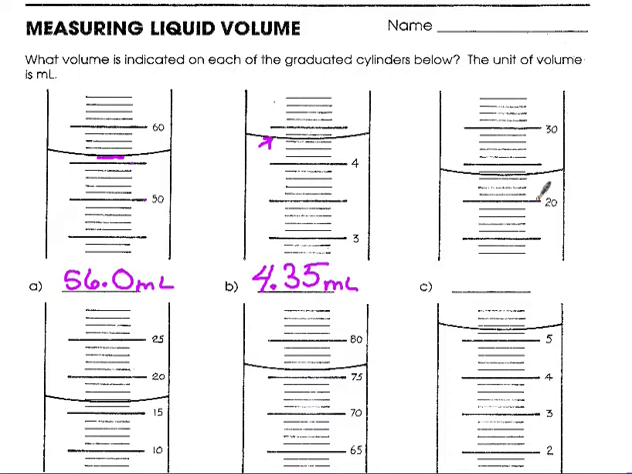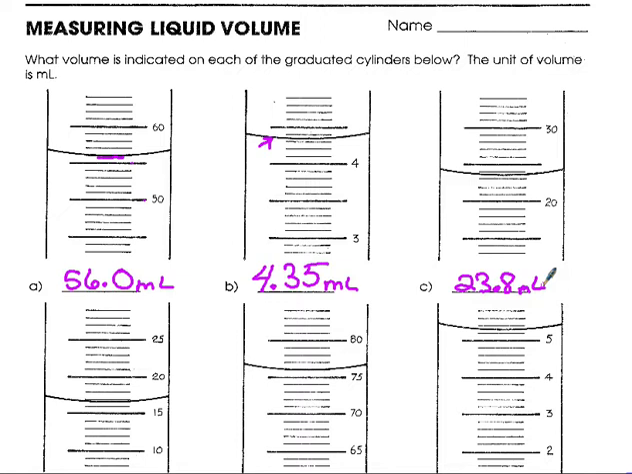On the C, for letter C, again, the meniscus is not on the line. 10 divisions between 20 and 30, making each one 1. So it'd be 20, 1, 2, 3, 23 point. Notice it's a little more than halfway, so I would guess it to be about 8. If you put 7 milliliters, that would be fine, 0.7. But I would say it's about 23.8.